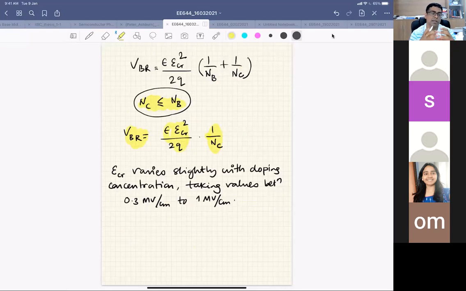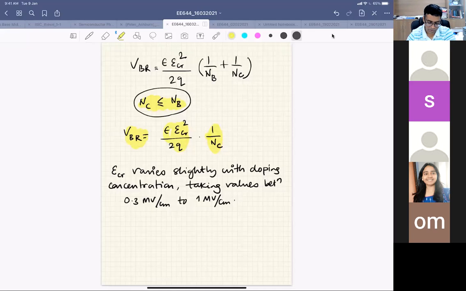Because base doping is a very sensitive parameter, right? Because base doping will decide your current, but collector doping does not decide your current, right? So if you want to change the breakdown voltage of the device, you cannot really change the base doping. If you change the base doping, what will happen? Your current will change, right? Which you do not want, right? So at a fixed current level, you could change the breakdown voltage by changing the collector doping, right? That's the reason collector doping is optimized to change the breakdown voltage.